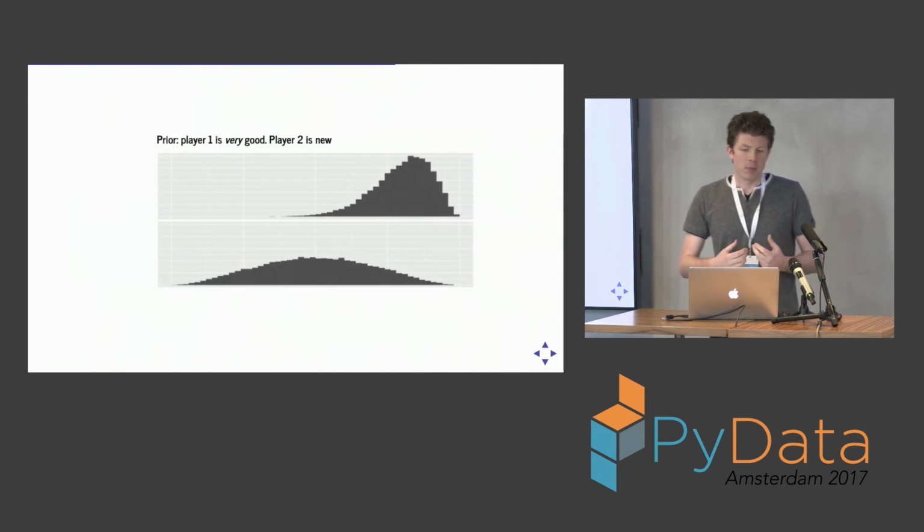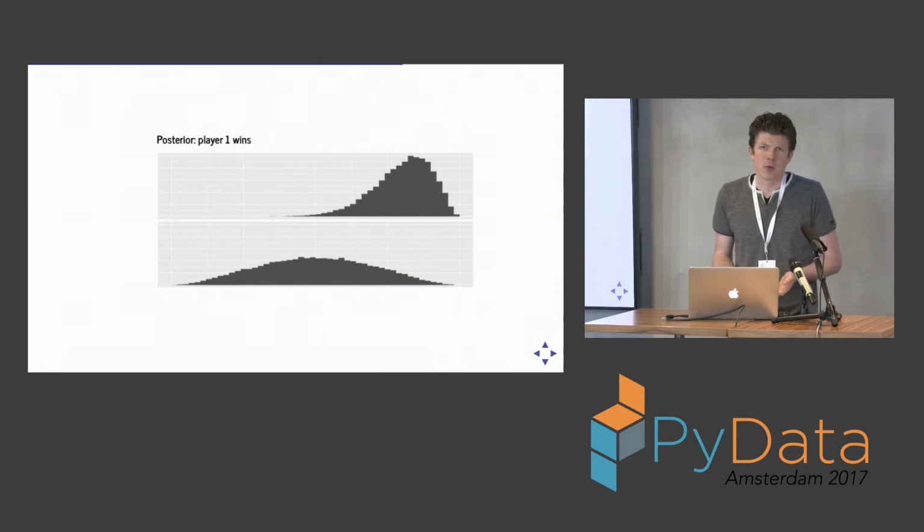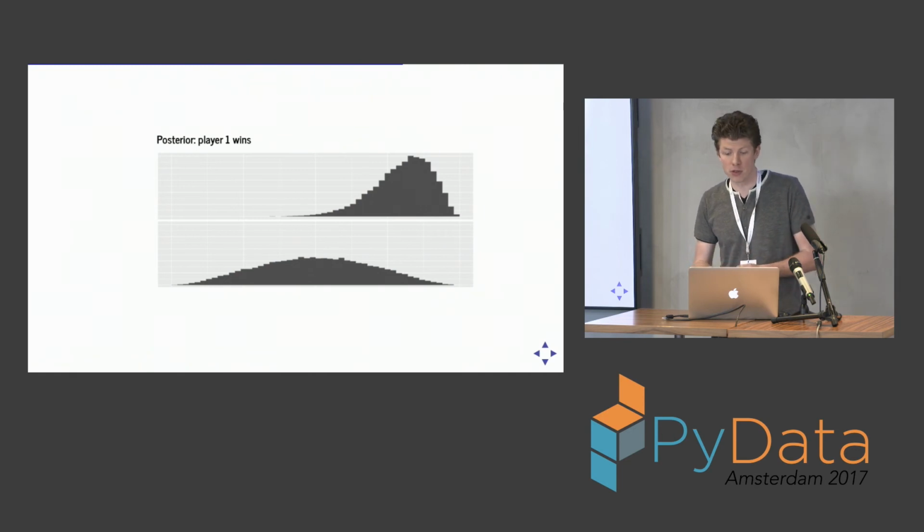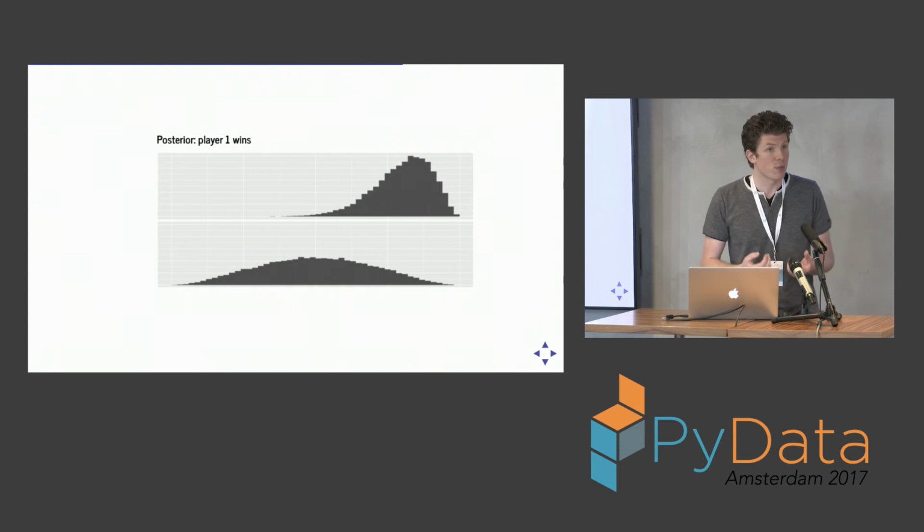Now suppose that player 1 is very good. We already know that. And player 2 is new, so we don't know its skill. Now, if player 1 wins, well, of course we expected that. Nothing's changed in our knowledge. We already expected player 2 to lose, so we still don't know anything of the skill of player 2. And we already expected player 1 to win, so it does not change our knowledge.